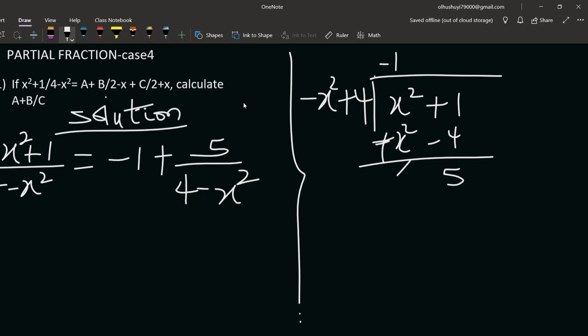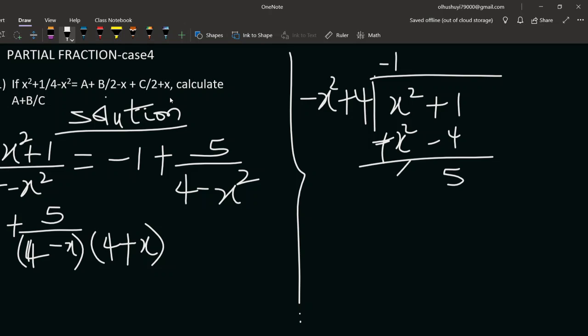So 4 minus x squared, is that not a difference of 2 squares? That is a difference of 2 squares. So that's like saying 2 squared minus x squared. And the difference of 2 squares means we have minus 1 plus 5 over 2 minus x and 2 plus x in brackets.